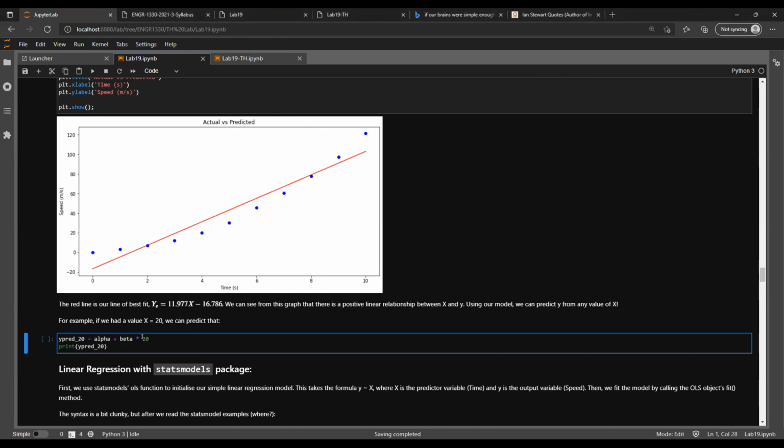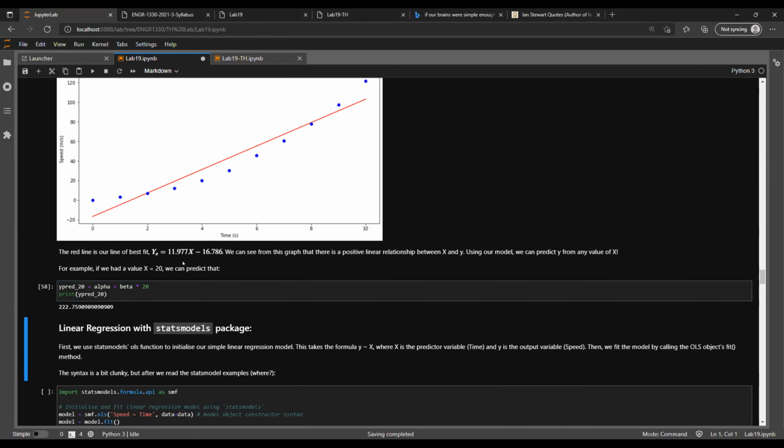So let's predict for 20. What do we get? Well, according to our estimate, at 20 seconds, we should be going 222.75 meters per second. And my metric's not super fast, or super great, but I think that's pretty fast. That's 2 football fields-ish. That's fast.